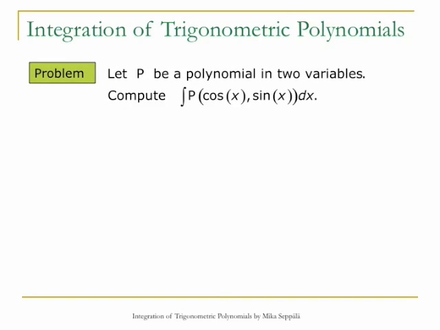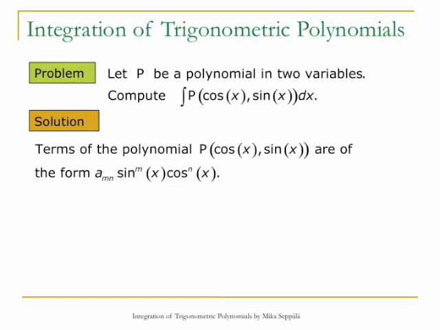The preceding methods can be applied to compute the integral of any function which is of the form p(cos x, sin x) dx, where p is a polynomial in 2 variables. And this follows since if p is a polynomial in 2 variables, then p(cos x, sin x) is a combination of terms of the form a_mn sin^m x cos^n x for some integers m and n.